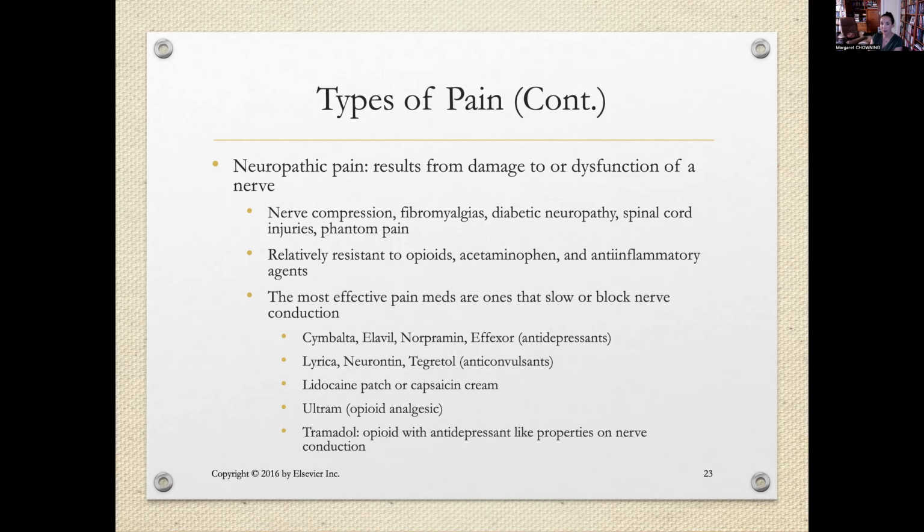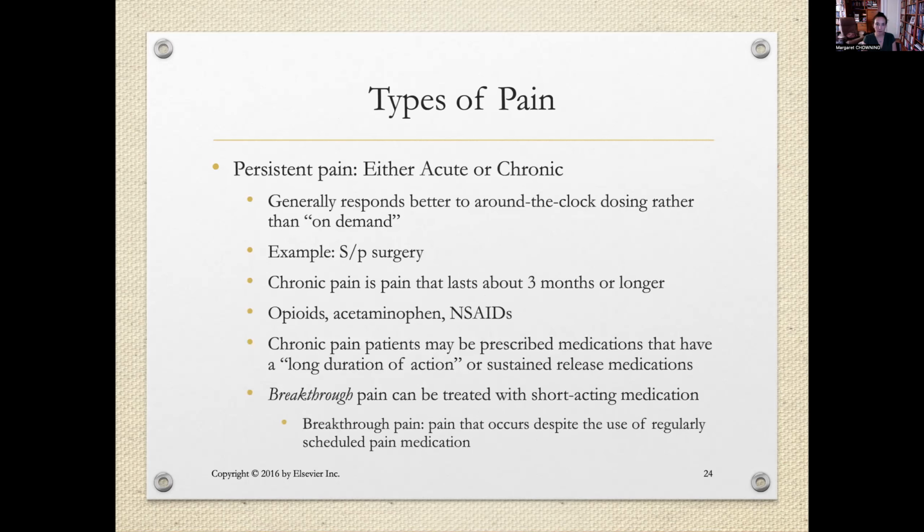for neuropathic pain. So if you have patients who are on some form of an antidepressant like Cymbalta, as well as anticonvulsants, so Neurontin, Lyrica, those tend to be ones that you see a little more often. Lidocaine patches, Ultram, which is an opioid analgesic, and Tramadol. Tramadol tends to be a popular one as well. It's an opioid with antidepressant-like properties on nerve conduction. All of those are to treat neuropathic pain. So just because your patient has an antidepressant medication doesn't necessarily mean that they are on it for depression. A lot of times it could be for neuropathic pain that they have.